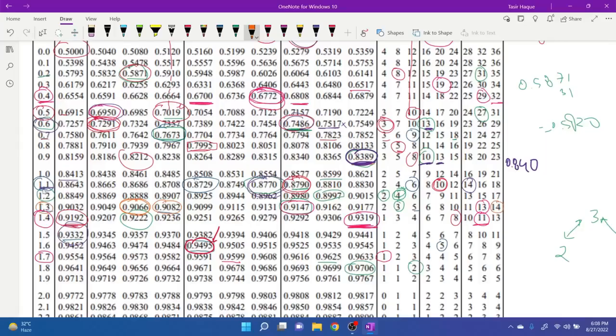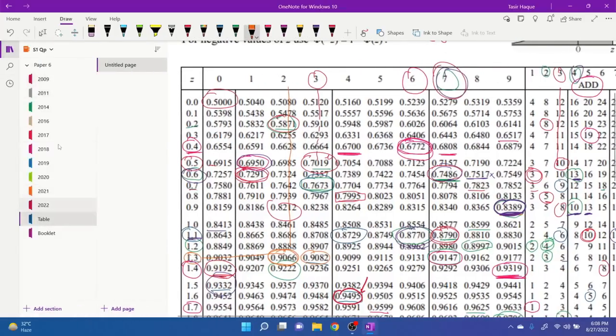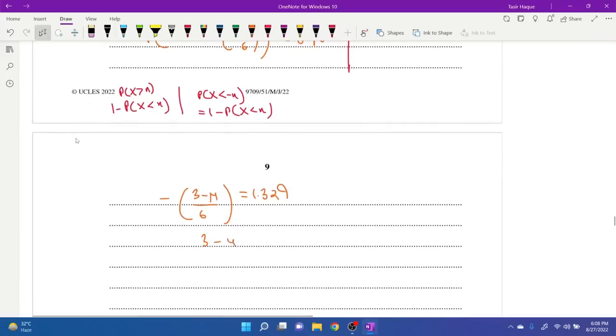So basically this value is 1.32, and the value over here is 9, so 1.329. It matches exactly, 1.329. So I'm going to go for this. Minus (3 minus mu) by sigma is equal to 1.329, or (3 minus mu) by sigma is equal to minus 1.329. Okay, what about the other one?